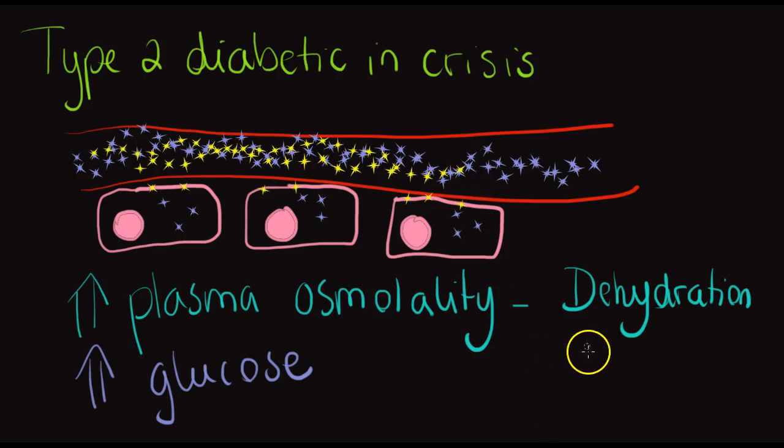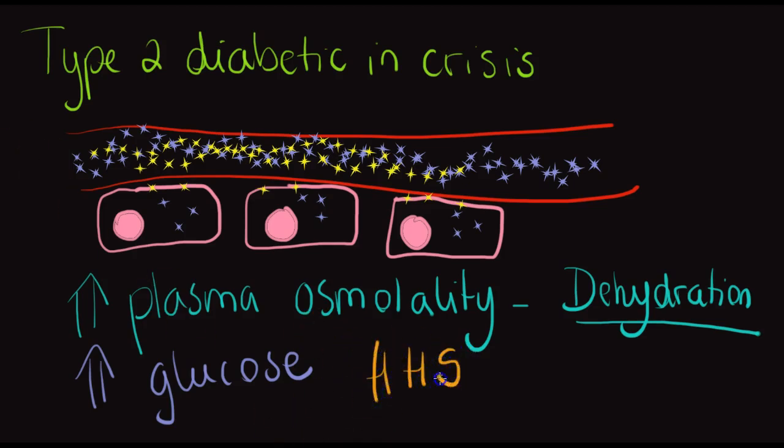So, a big hallmark of type 2 diabetes is dehydration, which then of course affects your electrolytes, but that's for another video. And so: dehydration, increased plasma osmolality, and greatly increased plasma glucose. There is another name for this, and it's called HHS.